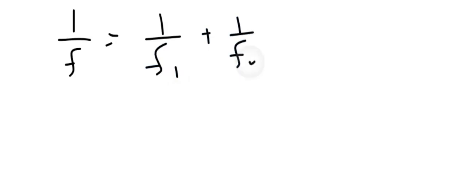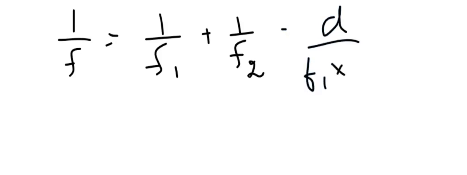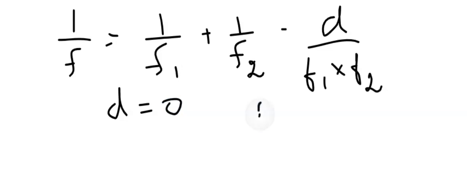So 1 by f is equal to 1 by f1 plus 1 by f2 minus d by F1 into F2. Now it is given that d is equal to 0. And also F1 is equal to F2.